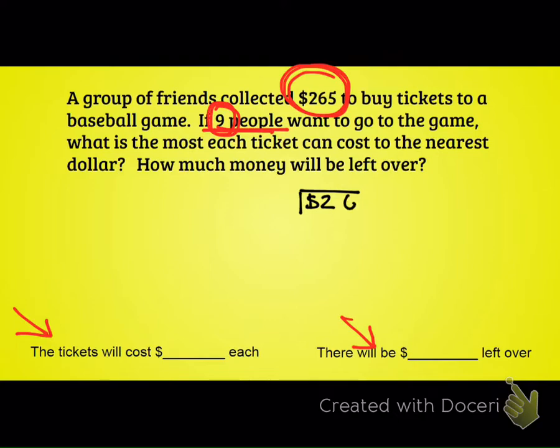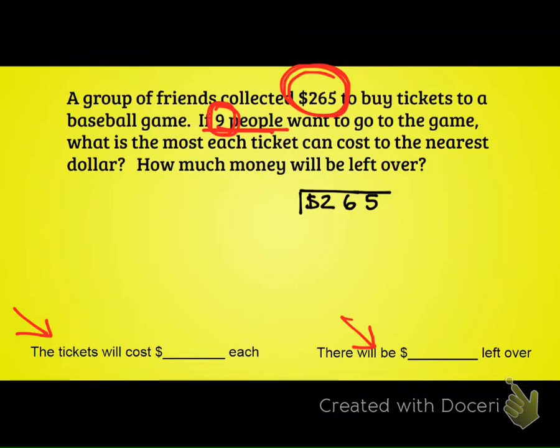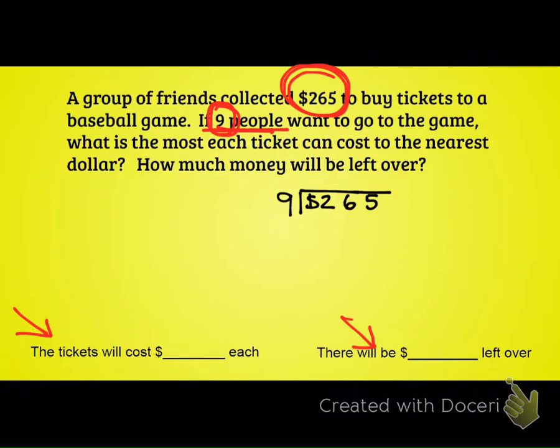$265. Notice I've separated the 2, the 6, and the 5 a little bit. I didn't squish them together. It's always easier when you're doing division to kind of separate them out. Keep those place values in order. So let's go ahead and take a look at this. Let's use a purple pen now.